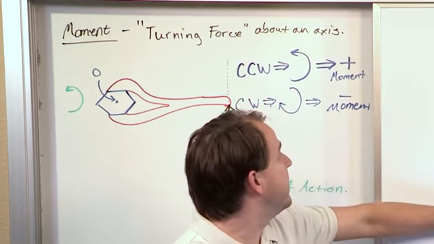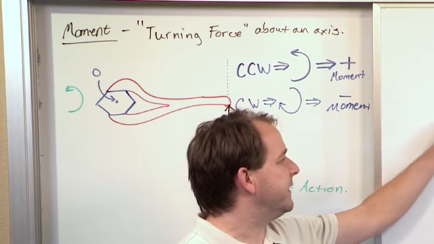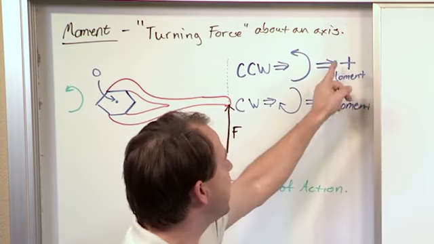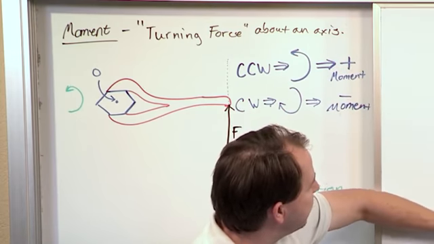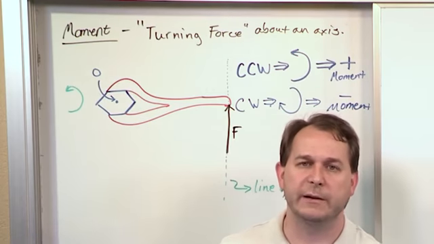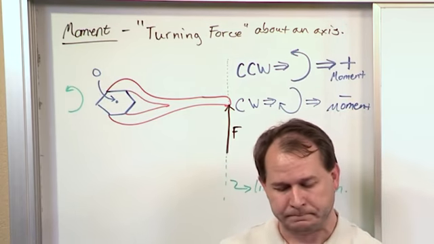As we move counterclockwise like this, the same way that we would measure an angle, we use a positive moment. If we measure this way, which is clockwise, it's a negative moment. So if you get confused about which way it is, just think about the way you measure angles in trigonometry.